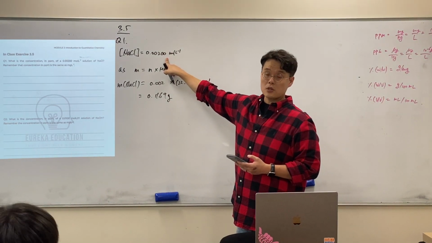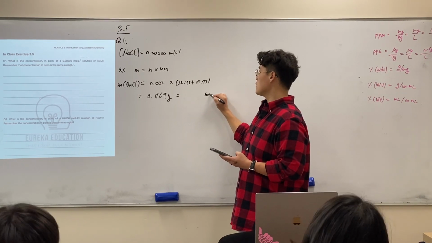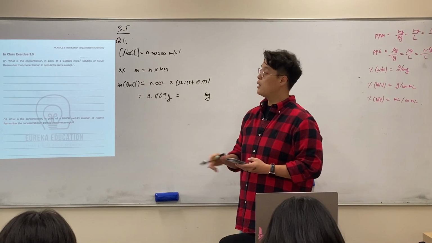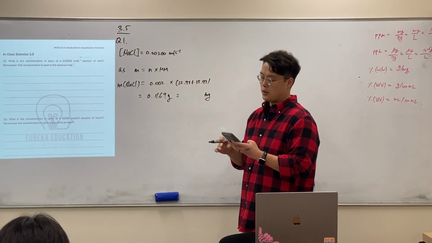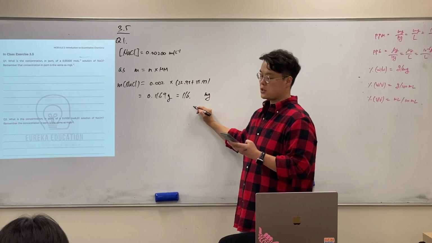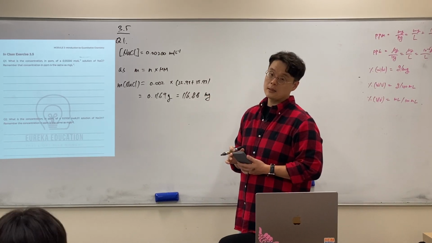Kind of makes sense, okay? Just simple unit conversion here. Now we want to convert that into milligrams. How do we do that? Grams to milligrams? Just multiply by 1,000, and you get 116.88 milligrams in that case.